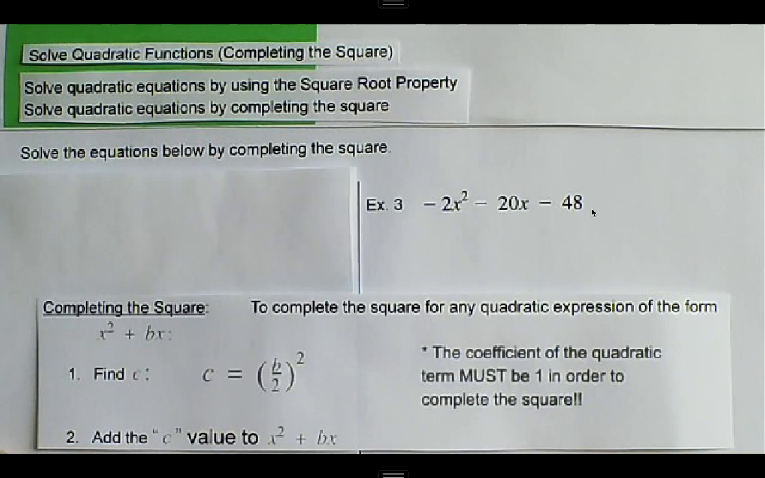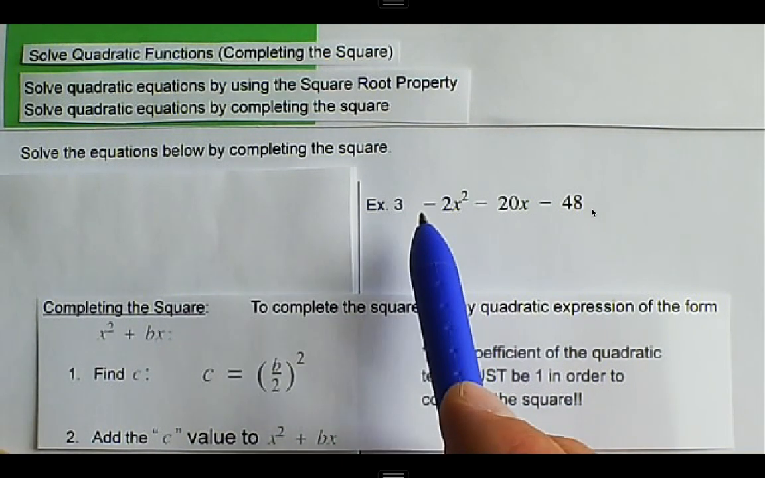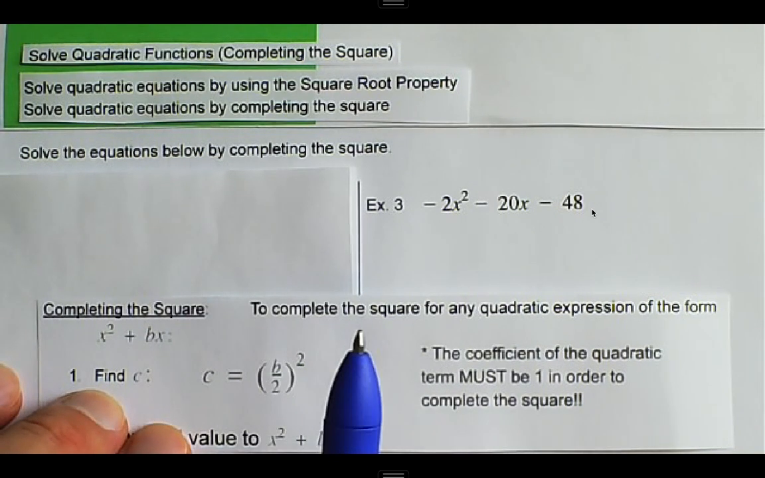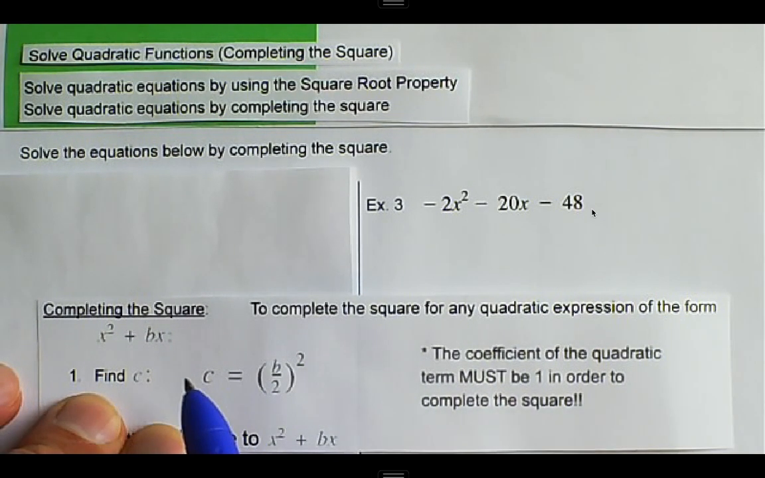Another issue that we have is the coefficient on the quadratic must be 1 in order to complete the square. So right now we have the lead coefficient here, which is -2. So we need to change that to 1. The first thing that we should do is get to the form x squared plus bx.